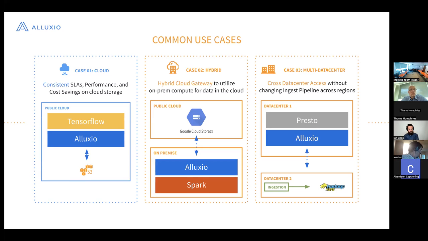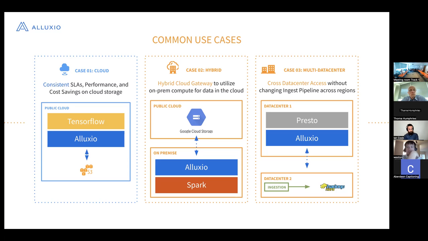And the second use case is hybrid. A lot of the users we're working with are in large organizations doing cloud migrations, which means their environment is more complex, with some of the data in the cloud and some of the workloads and compute resources still running on premises. In this case, Alluxio can really serve as a hybrid cloud gateway to utilize on-premises compute resources. Here you can see Spark can retrieve data from the public cloud, Google Cloud Storage, GCS.